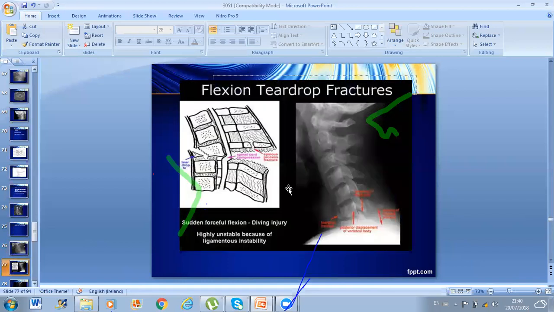So it's a flexion teardrop injury. See the mechanism: sudden forceful flexion, diving injury. I saw one patient in my training who dived into a shallow pool, and then he came to me in the ER walking, and he told me that he had an injury in the cervical spine. I did the X-ray and I was literally shocked because the posterior elements were completely displaced. This patient came walking, and everyone was literally shocked. How come he came walking? He had normal neurology, and we had to operate on him. So it's highly unstable because of ligamentous instability.